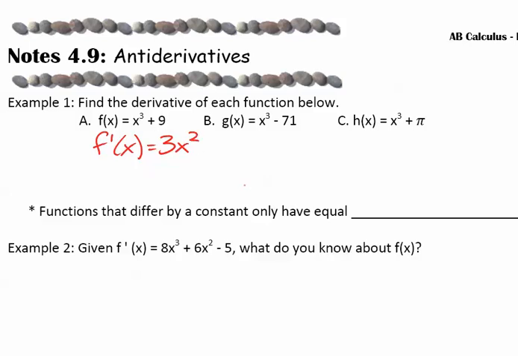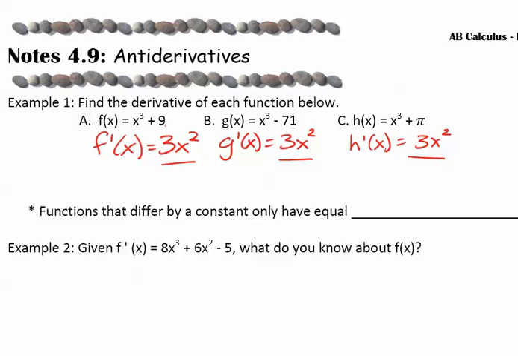The derivative of the constant is 0. So we go to g prime of x. The derivative of the first term is 3x squared, and the derivative of negative 71 is 0. And we go to h prime of x, and the derivative is 3x squared, and the derivative of pi is 0. So we started with 3 different functions, and yet they all have the same derivative.